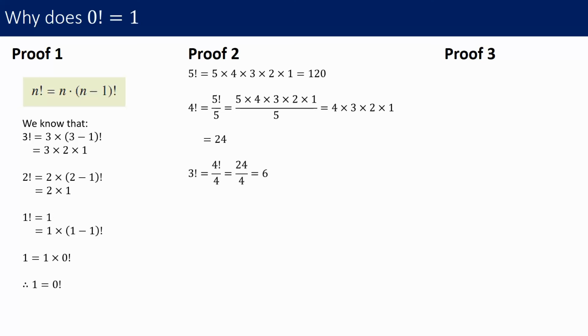4 factorial is equal to 24. Then 3 factorial, following the same pattern, should be 4 factorial divided by 4. Agree? 24 divided by 4 is 6, which makes sense because 3 times 2 times 1 does equal 6. So 2 factorial should be 3 factorial over 3, which means 6 divided by 3, which is 2. That makes sense, 2 times 1 is 2.